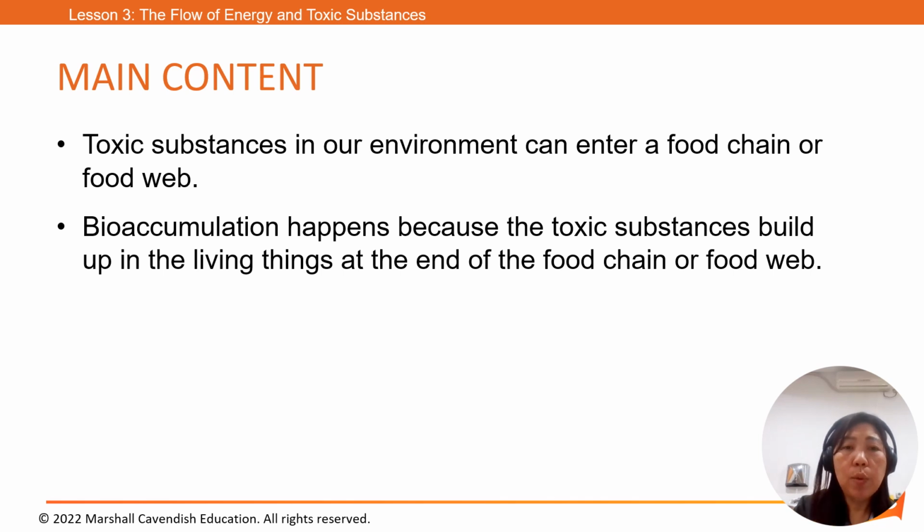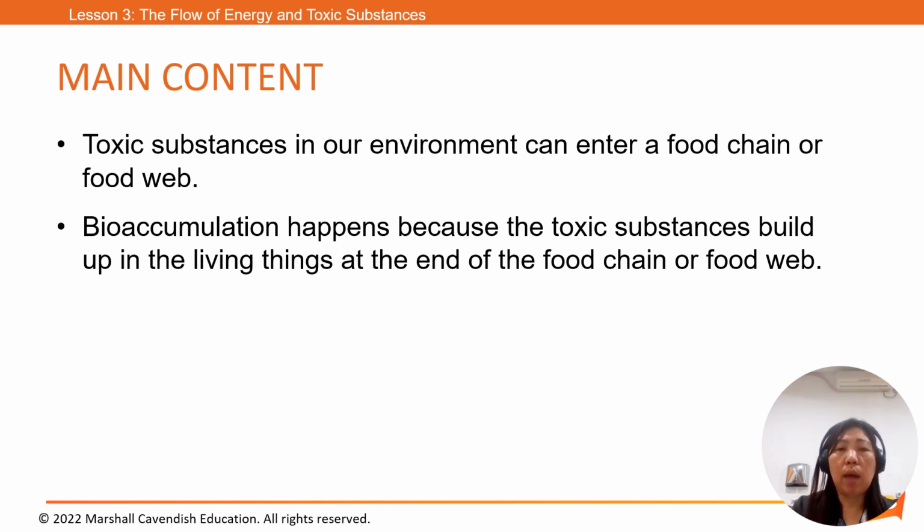So that's why we can say that bioaccumulation happens, because the toxic substances build up in the living things at the end of the food chain or the food web. So, why do toxic substances get transferred along a food chain or food web? Toxic substances cannot be broken down in the body of living things. So, the toxic substances will remain in the body of living things and get transferred along a food chain or a food web. So everyone, be careful.